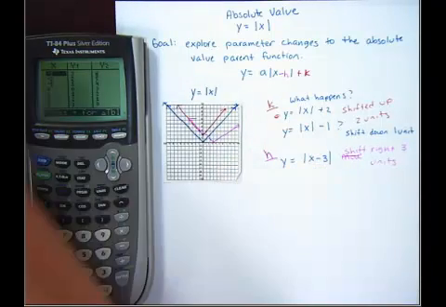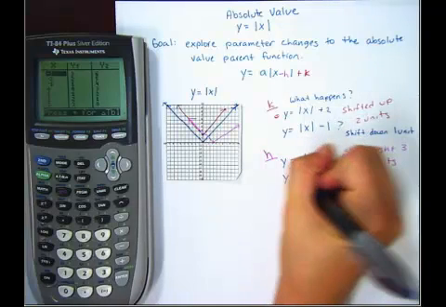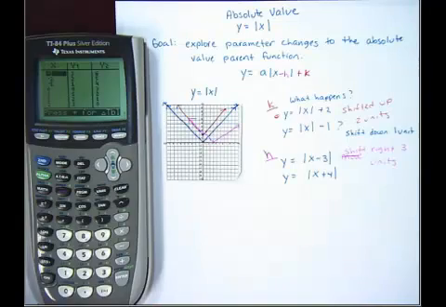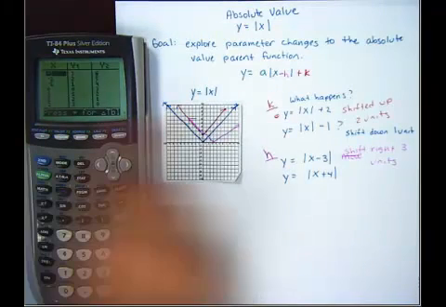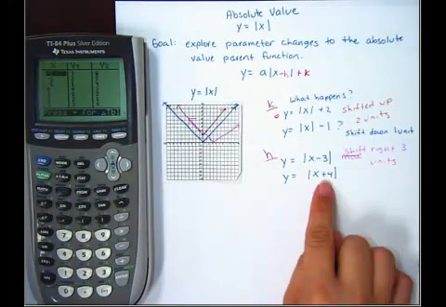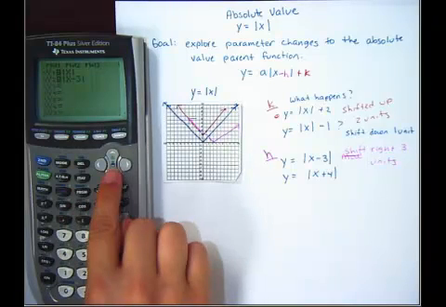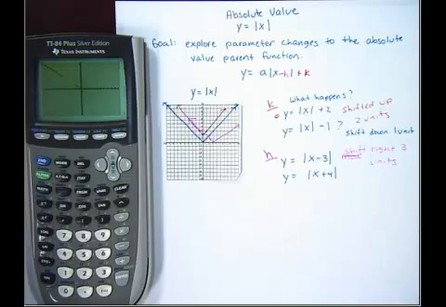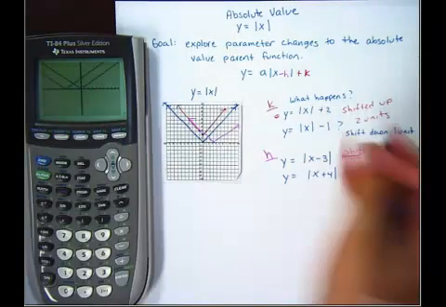So what do you think would happen if we had a plus inside? Y equals the absolute value of x plus 4. Hopefully if you see that a minus moved us right, maybe we could guess that a positive would move us left. So if we change this to a plus 4, hit graph, there's the original, there's the other one, and now it's gone left 4.